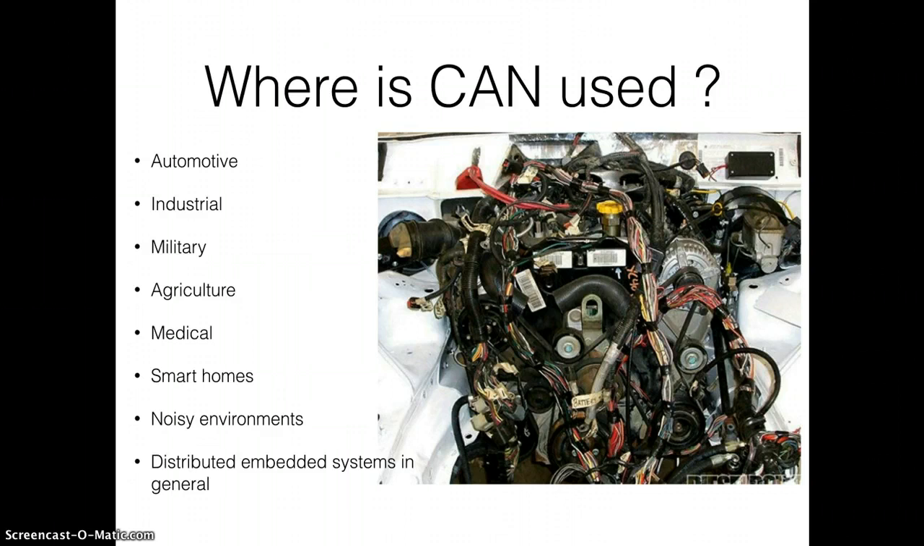Apart from automotive, it's used in industrial systems for connecting machines on a factory floor, in military, in agriculture on machines, and in medical usage because it's very stable and has a good transmission security. You can use it in smart homes and in general also in noisy environments. By noisy I mean electrical noise, because CAN bus is rather immune compared to other buses that we have looked at, like SPI, I2C and UART. They are not really that immune, but we'll get back to that. So in general, distributed embedded systems can benefit from a CAN bus.